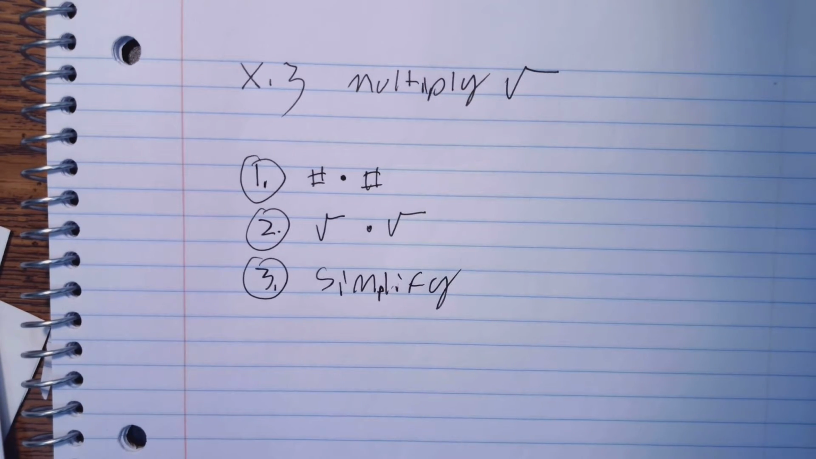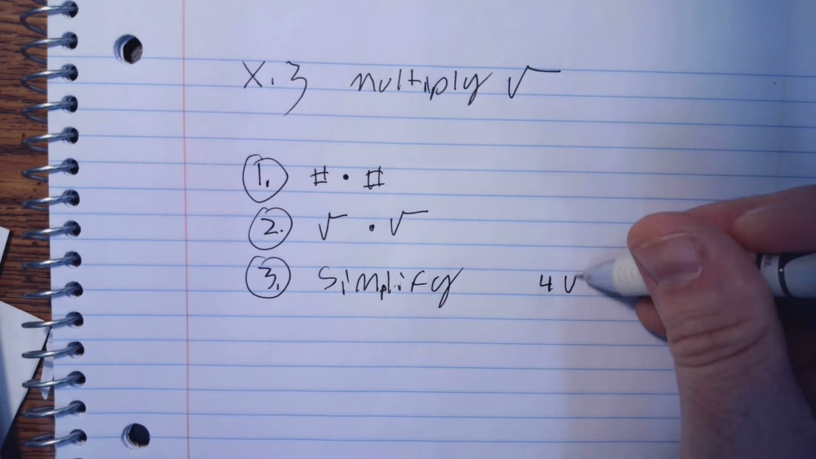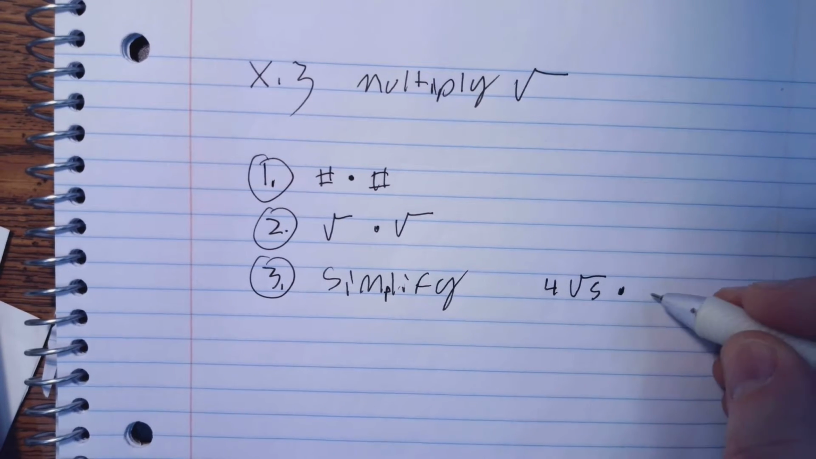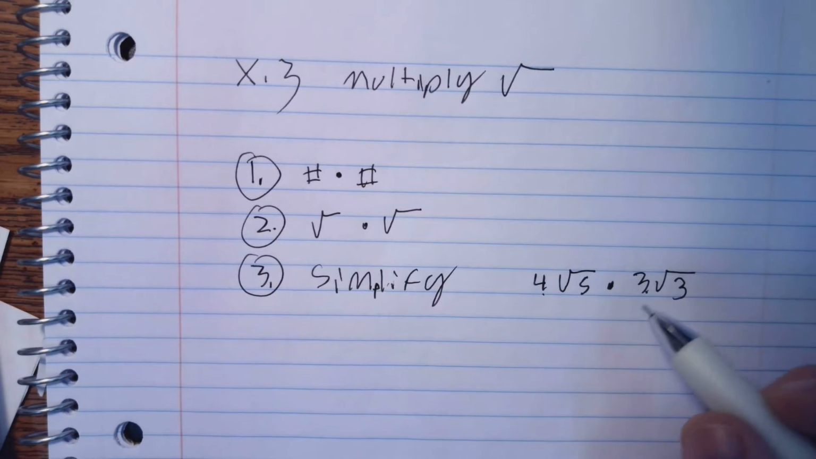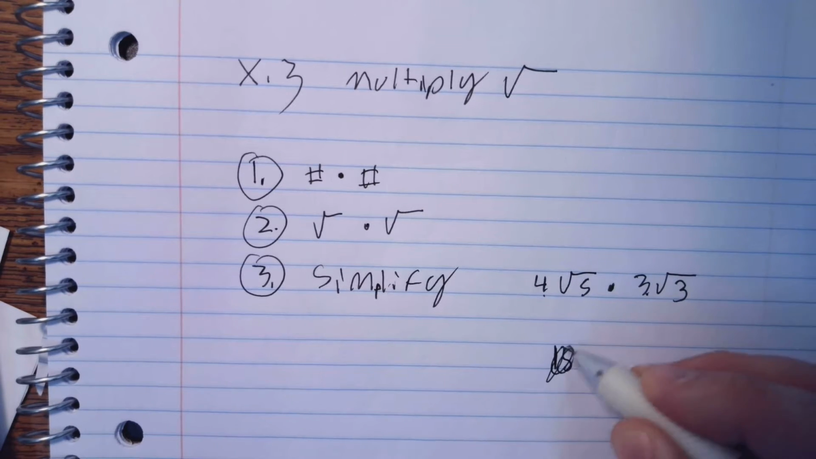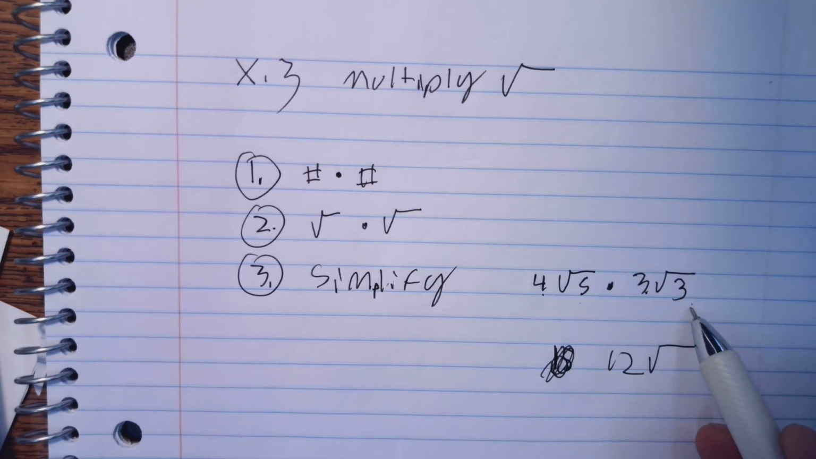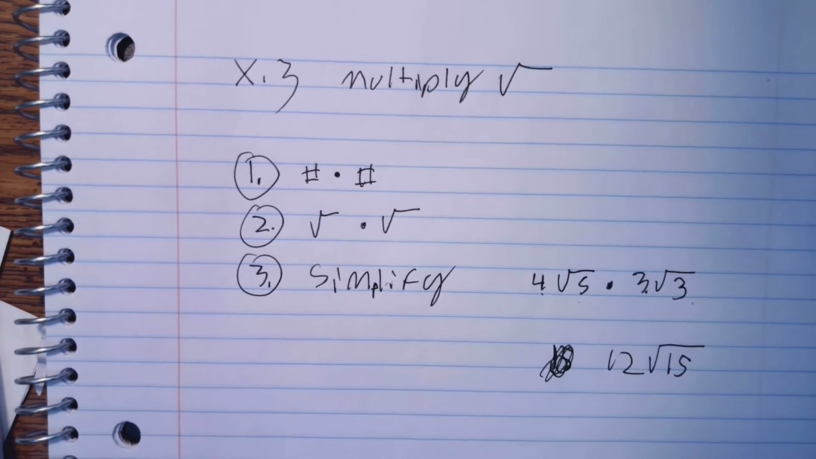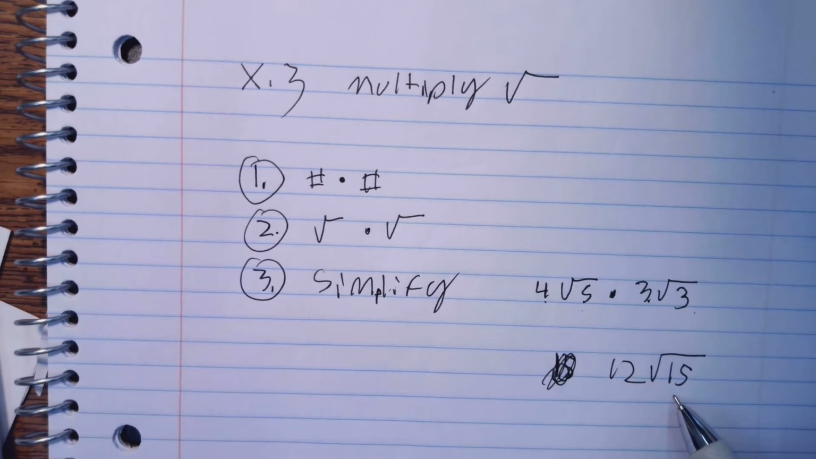Okay, so let's just start here. So what that means is I'm going to do this. 4 times 3 is... That's not right. 12. I skipped ahead to this part. 5 times 3 is... And then I simplify. I can't simplify 15, so I'm done.